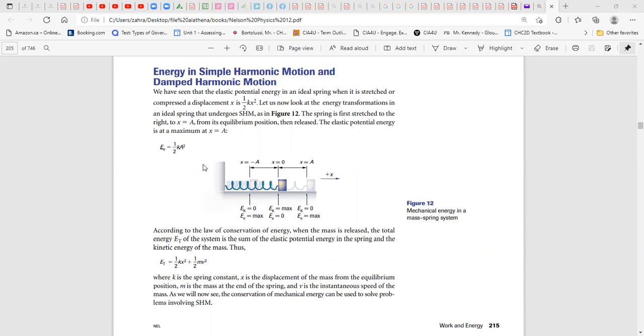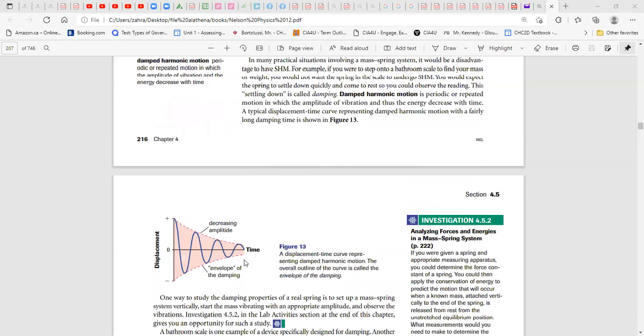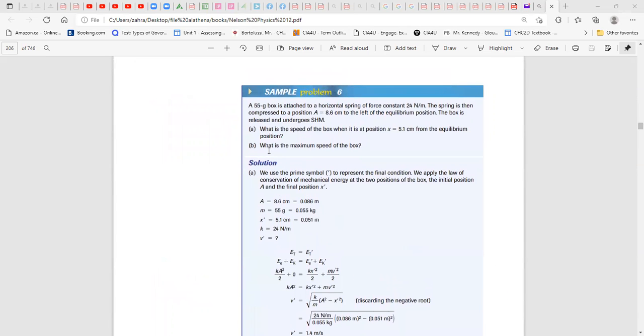We can use the conservation of energy at any point to establish those equations. See, there is a question. A 55-gram box is attached to a horizontal spring. The force constant is given. The spring is then compressed by 8.6, so this is the maximum compression. The box is released and undergoes simple harmonic motion. What is the speed of the box when it is at position x = 5.1 from the equilibrium position?